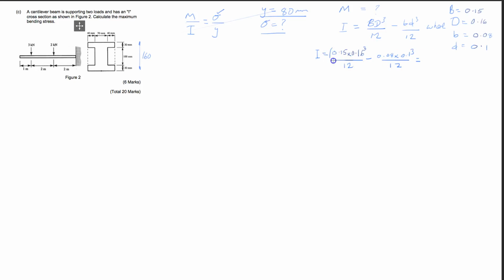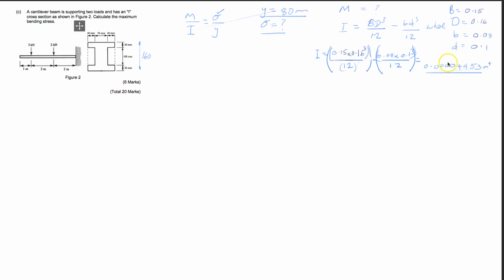Plenty of brackets. I would bracket the top, bracket the bottom, and I'd bracket that whole thing there as well. So it looks something like that when you put it in your calculator. Let it do the work for you. I'll do that now. So the I for this given section is this value here.